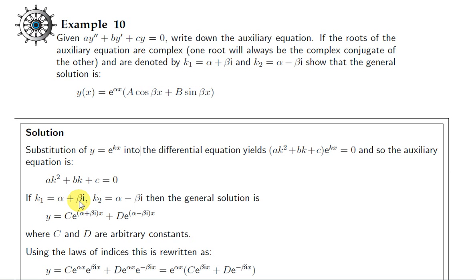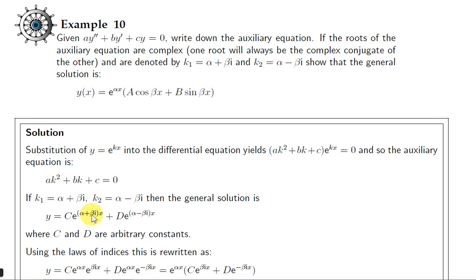So if the roots are complex, then beta is not 0. Otherwise we have real roots, although real roots are actually complex numbers, but we're talking about non-real roots here. So we need that beta be non-zero so that we have two distinct solutions to this equation. So we will have two independent solutions to the differential equation when we plug in for k.